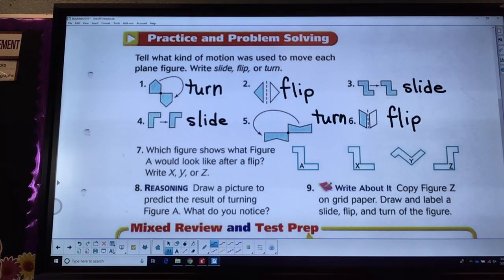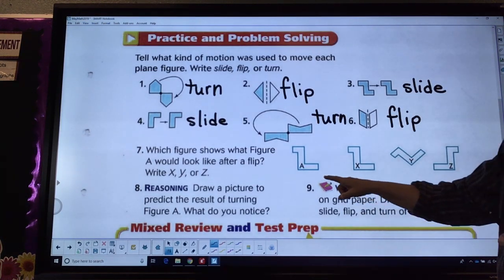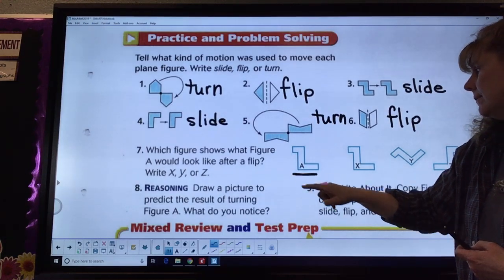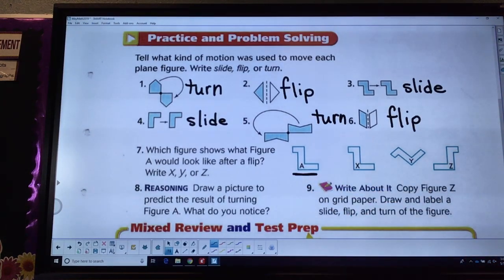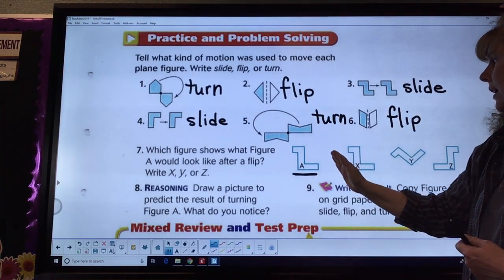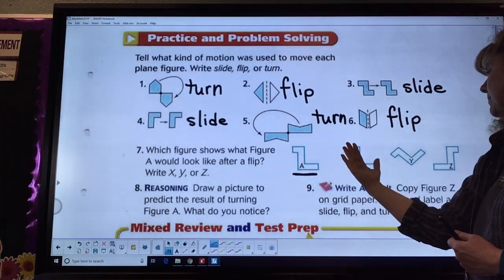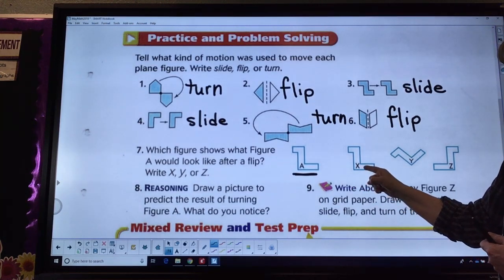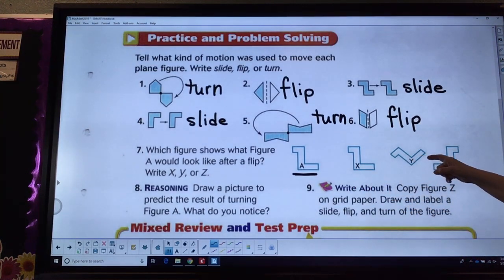Okay, number 7. It says, which figure shows what figure A would look like after a flip? Write X, Y, or Z. Okay, so we're taking a look at this one right here. It wants to know what it would look like after a flip. So I have to imagine that dotted line and then I've flipped it. Would it be X, Y, or Z?